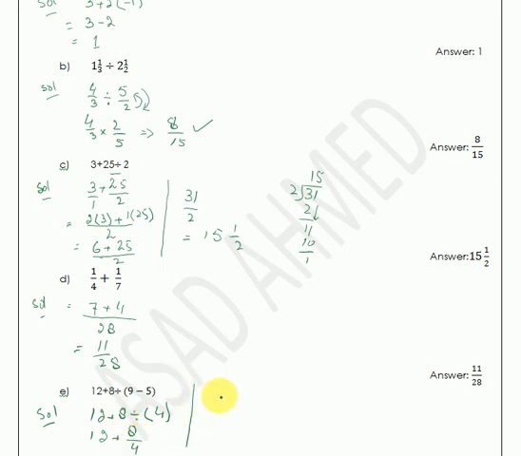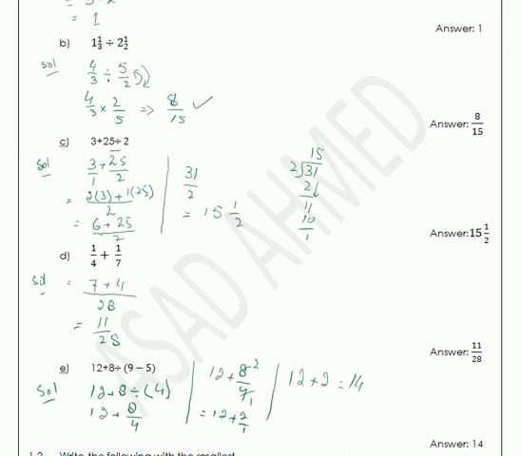Now further, 12 plus 8 upon 4 means we can divide it. 4 1s are 4, 4 2s are 8. So it becomes 12 plus 2 upon 1, which means 12 plus 2, and the answer is 14. It is quite easy, and I am sure you must have understood part 1 of my exercise book 1.1.